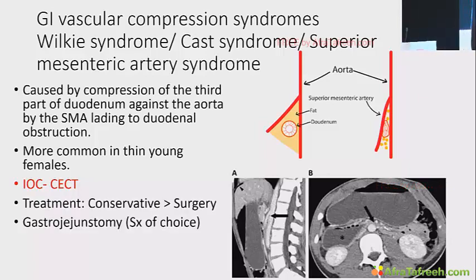And treatment is gastrojejunostomy. This is the treatment of choice here. So Wilkie syndrome or SMA syndrome, superior mesenteric artery syndrome, you see the fat gets depleted here. Like severe dieting, anorexia nervosa, kind of young thin females, they do get this problem.